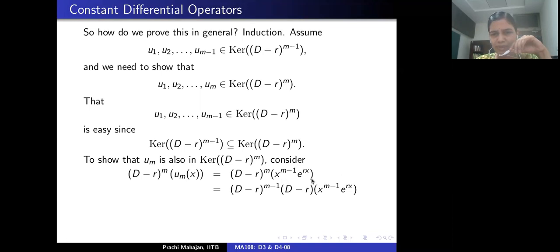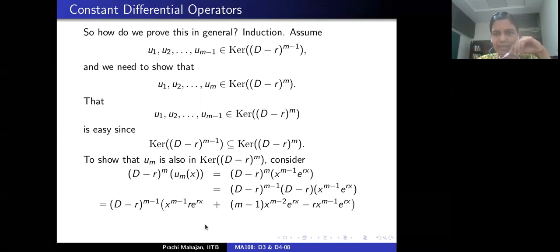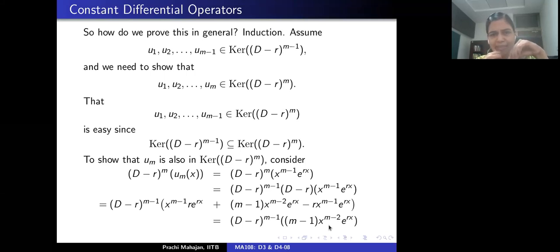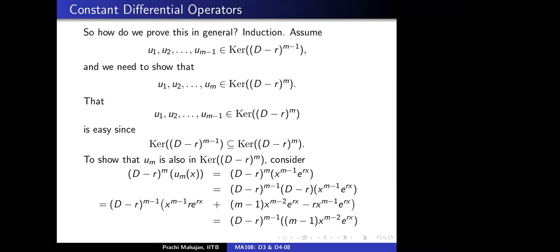u_m was the notation for the function x^{m−1} e^{rx}. So I'm going to write down the operator (D − r)^m as (D − r)^{m−1} times (D − r). Let's apply (D − r). So if I apply (D − r) to this function u_m, I will get the following. I am differentiating the exponential here and then I'm differentiating x^{m−1}, and then multiplying by r. Right. So is there some simplification? Yes, there is. This is exactly (m − 1) x^{m−2} e^{rx}. Correct? Is that okay? Yes, the first and the last term cancel out.